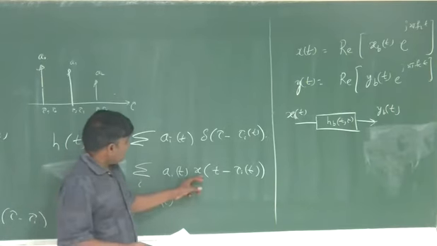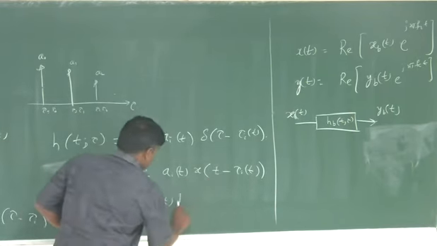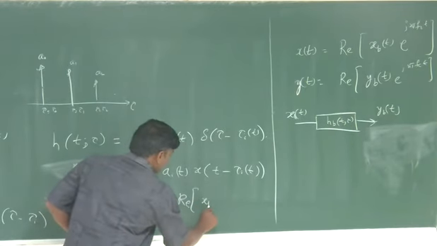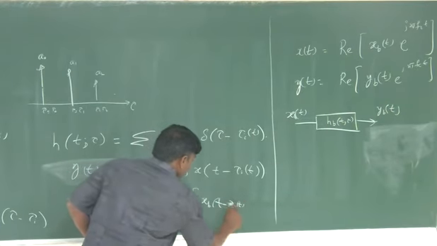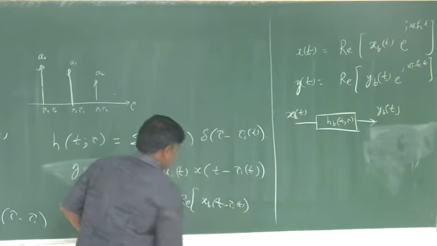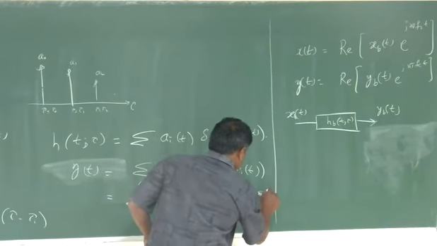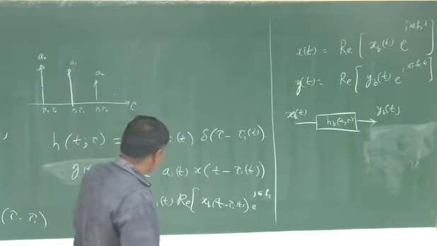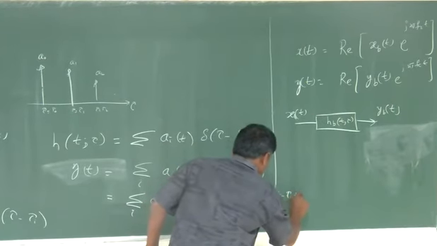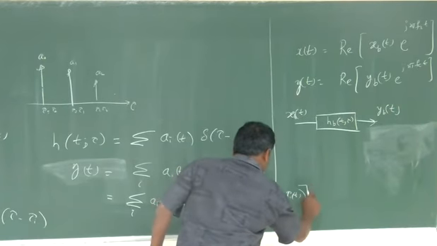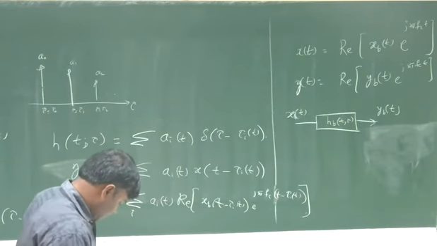Okay, fine. x of t is known, so I'll write x of t minus tau_i of t. That would be the real part of x_b of t minus tau_i of t, and e raised to j 2 pi f_c, where t is replaced with t minus tau_i of t.